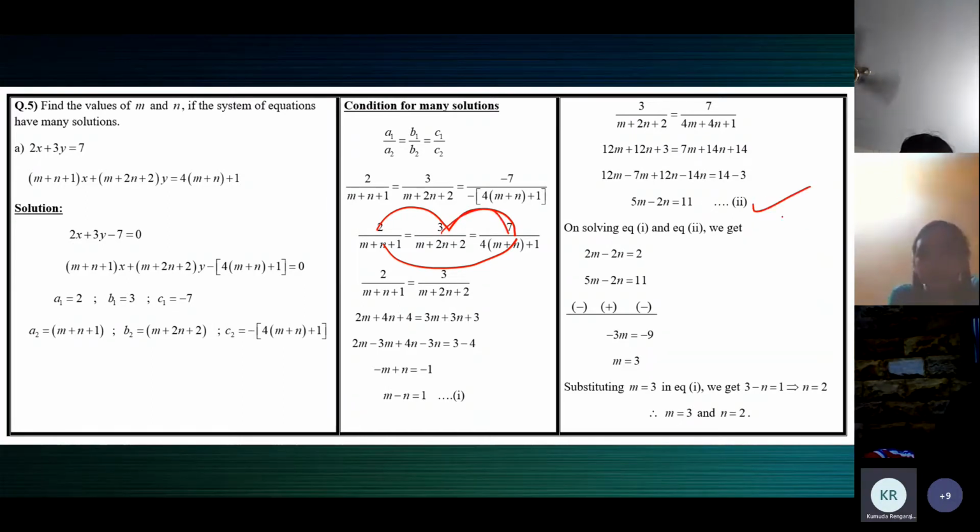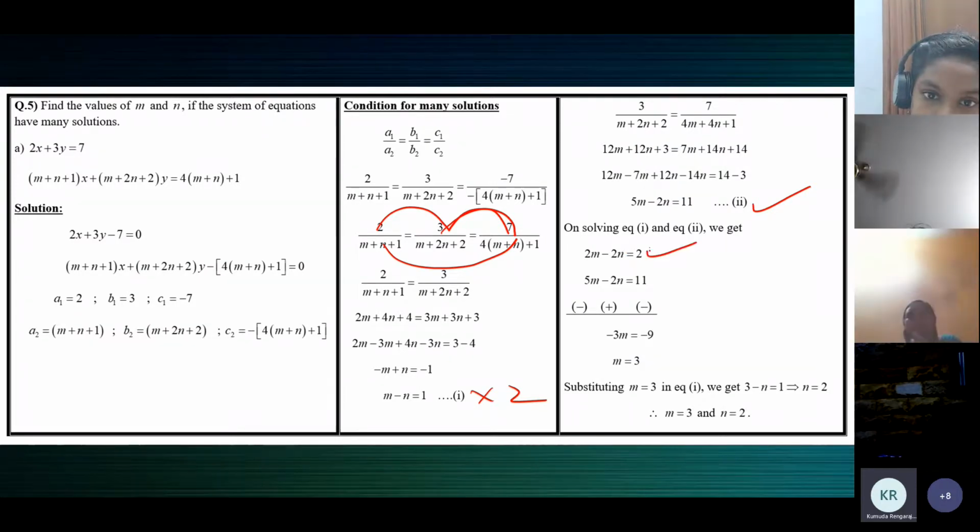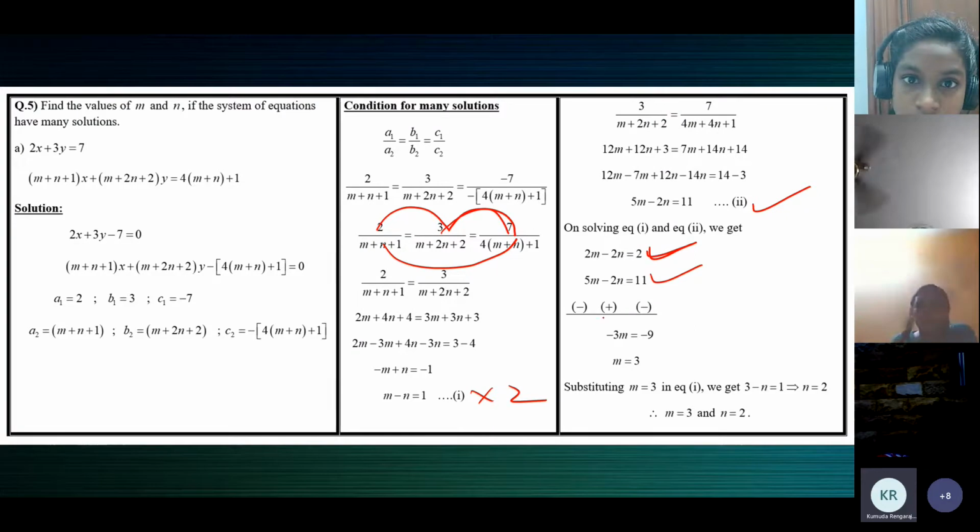Solve the two equations. Any method you can use. So I have multiplied this equation by 2, taking it as 2m minus 2n is equal to 2. This is the first equation. This is the second equation. So I've changed the signs and all that. That's what you see here.